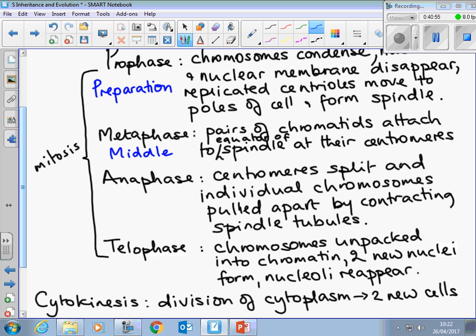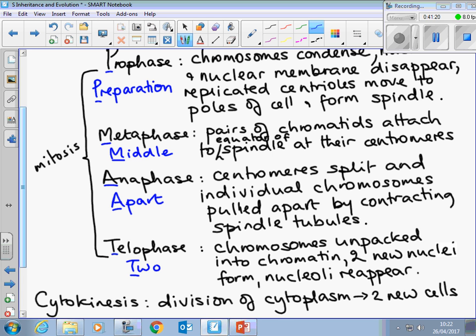In anaphase, the chromosomes are pulled apart, yeah. And how many nuclei do we make in telophase? Yeah. All right, and there is the little bit of help to help you remember what's going on.